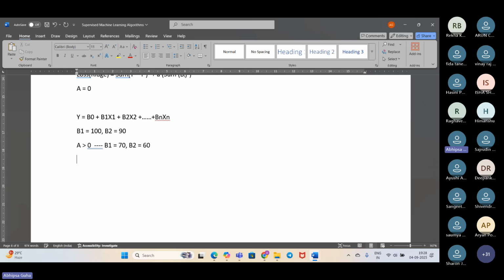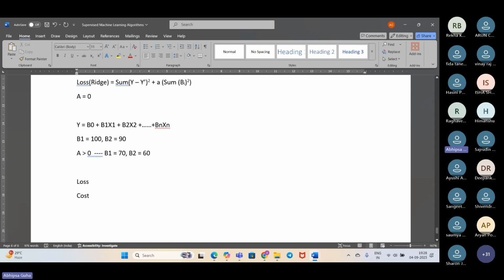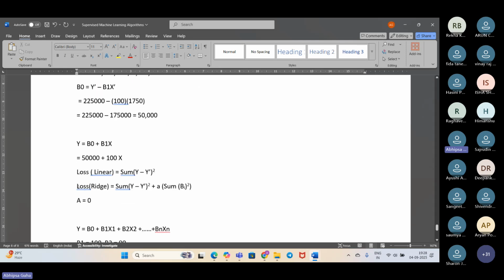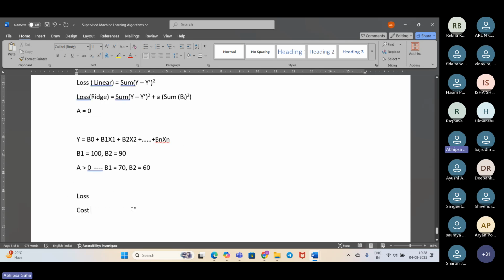Fine. So in the case of lasso, we are going ahead with the cost. You have seen the cost or loss value for ridge. It is like this: we are doing the sum and we are doing the square, right? Now the cost or loss value of lasso.